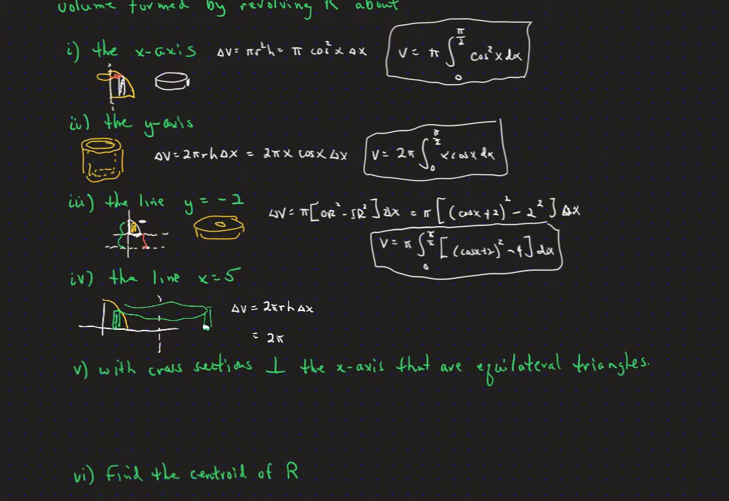So the radius here is going to be that distance from the axis of revolution out to the edge of our shell. And so we'll go right minus left, so that's going to be 5 minus, and that distance there is x, so that is going to make our radius be a 5 minus x. The height is going to be our function, cosine x, and we'll have delta x. So the volume is going to be 2 pi, integral again from 0 to pi over 2, and this time we'll have 5 minus x times cosine x dx.